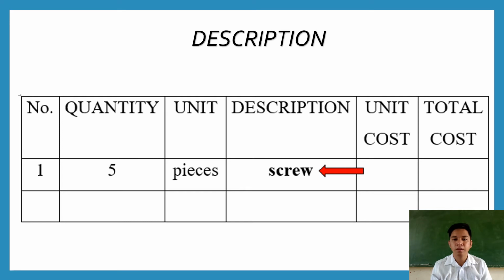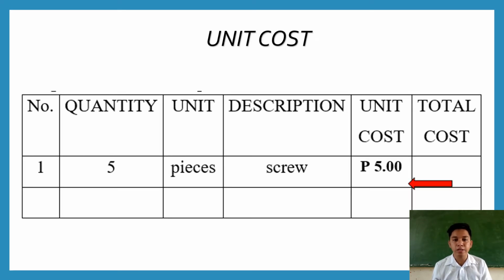Okay. Next, unit cost. Okay, unit cost is the price of each item. For example, on the screen, the screw costs 5 pesos. Tag 5. Okay, 5 pesos. So you will just write the price of each item. Okay? The item, only one, not all items. The price of each item lang. Katong isa lang. Okay? So screw, 5 pesos.